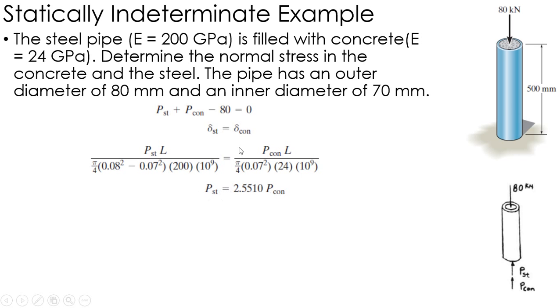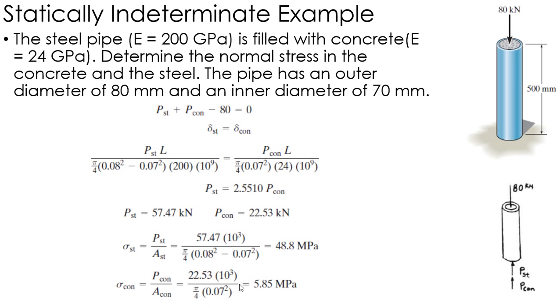So using this equation along with my statics equation, I now have two equations and two unknowns, and I can easily solve those. The force in the steel is 57.47 kilonewtons, and the force in the concrete is 22.53 kilonewtons. Then to find the stress, I just take those forces divided by the area. So I've got the area of the steel as well as the area of the concrete, and I can find that the stress in the steel is 48.8 megapascals, and the stress in the concrete is 5.85 megapascals.